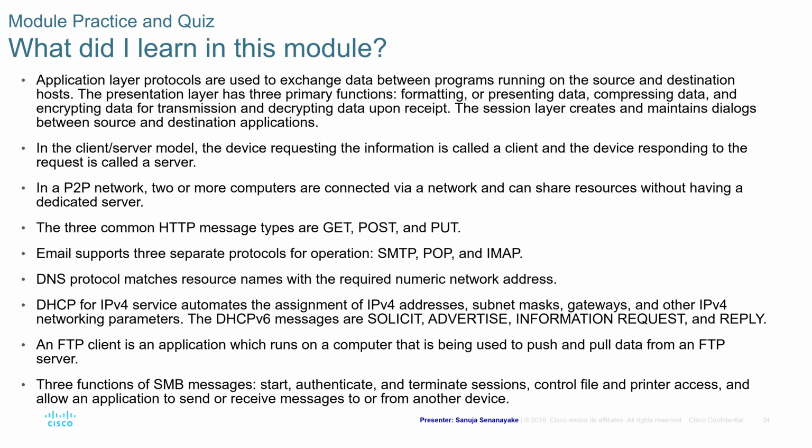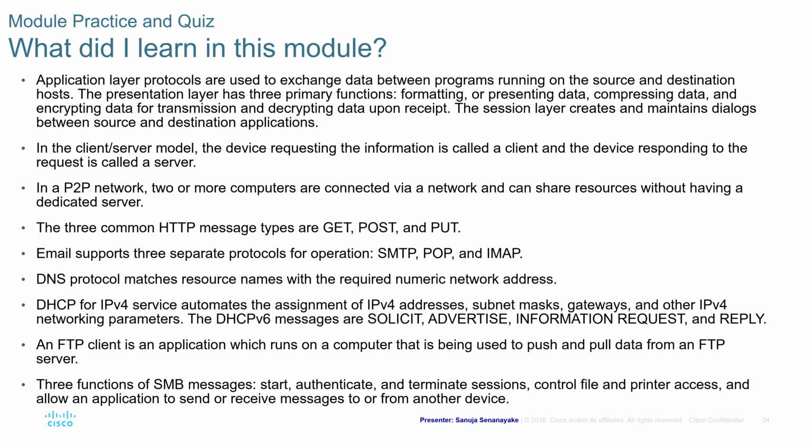The DHCP for IPv4 service automates the assignment of IPv4 addresses, subnet masks, gateways, and other IPv4 networking parameters. The DHCP version 6 messages are solicit, advertise, information request, and reply. We did not go over in depth how the DHCP version 6 messages work, but you should know roughly the differences between IPv4 DHCP and IPv6 DHCP.